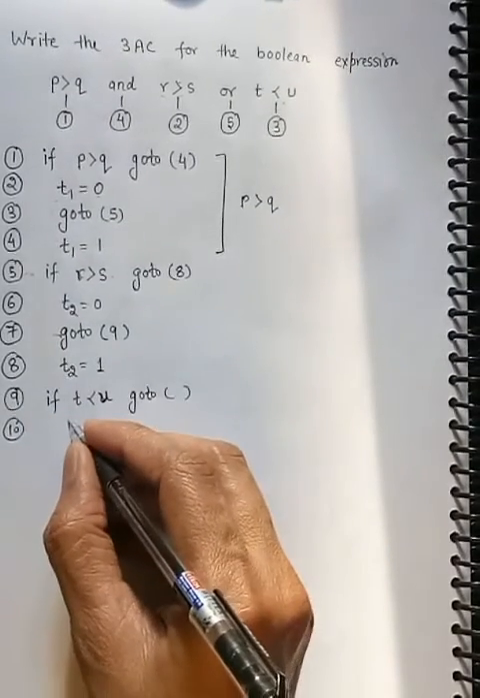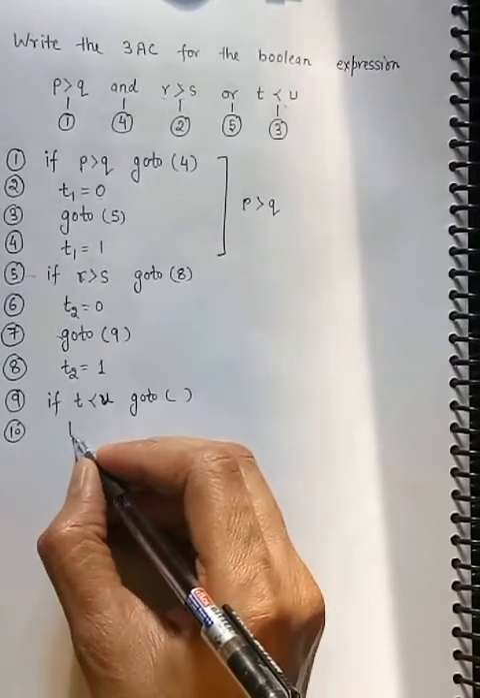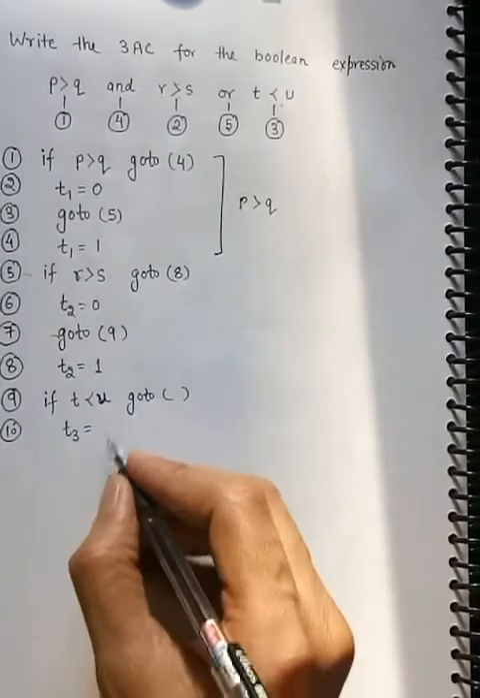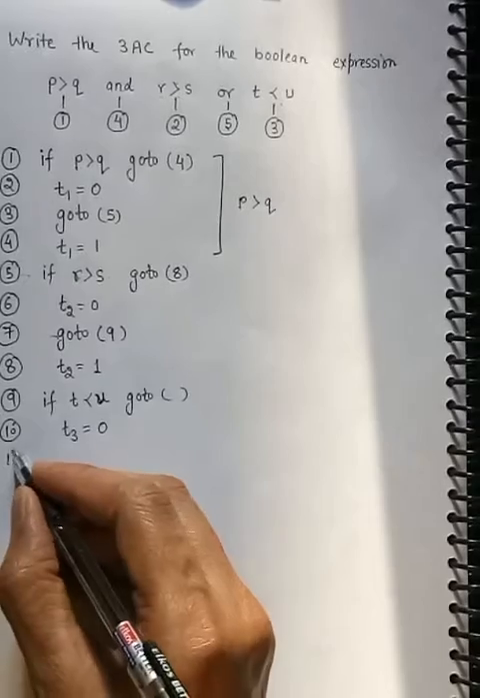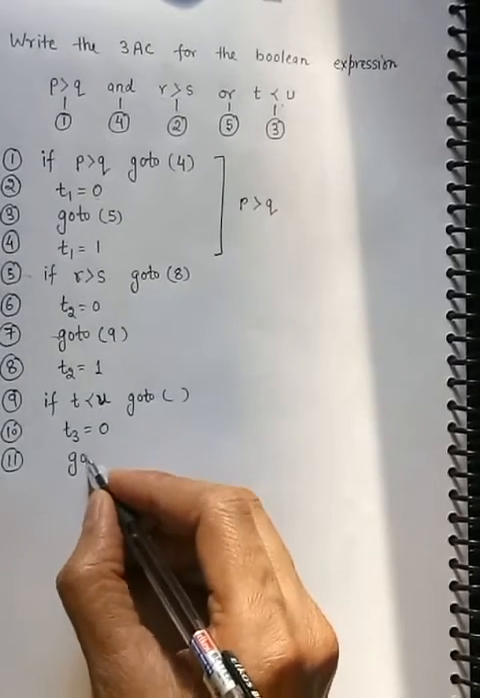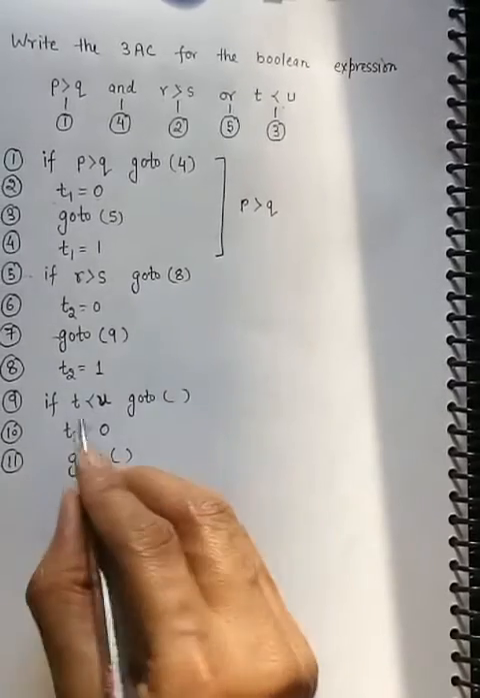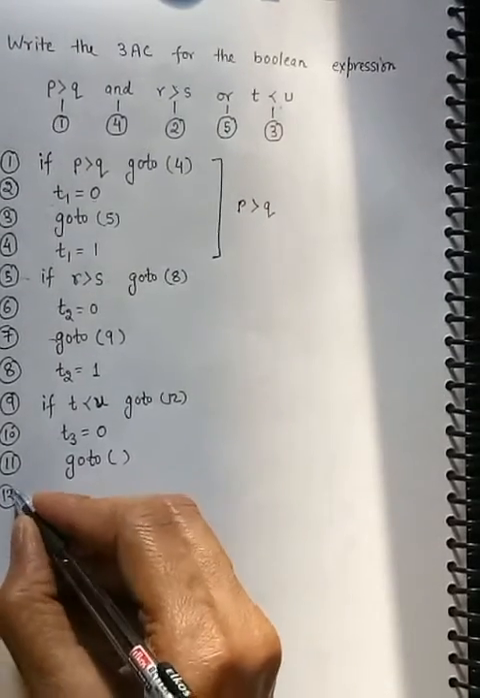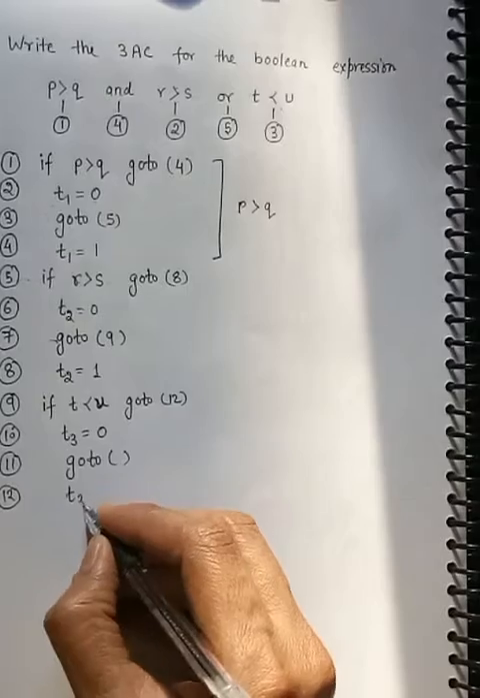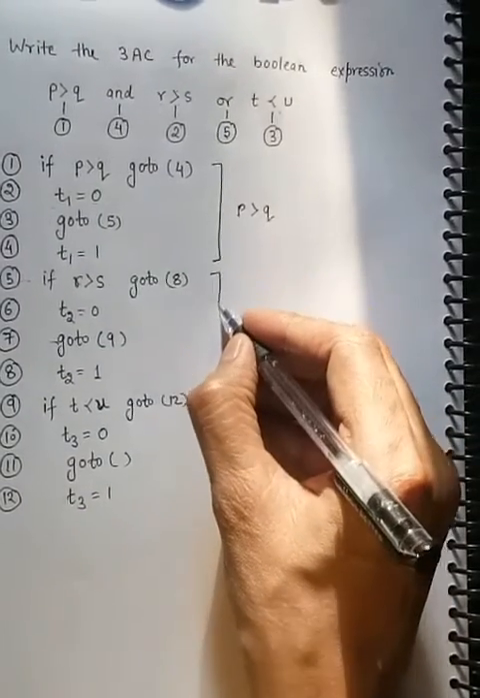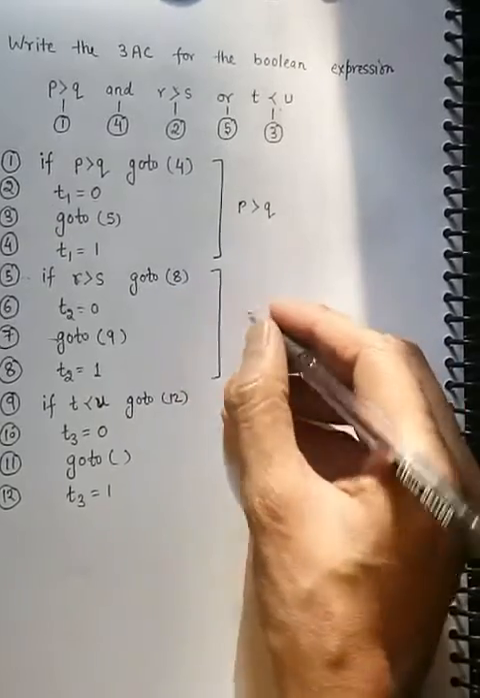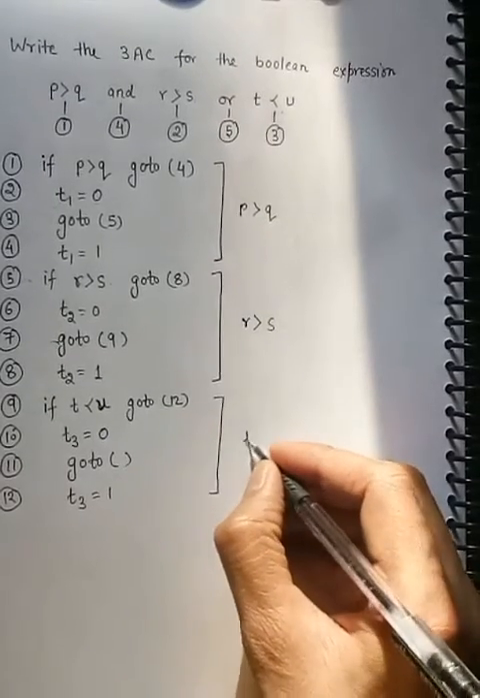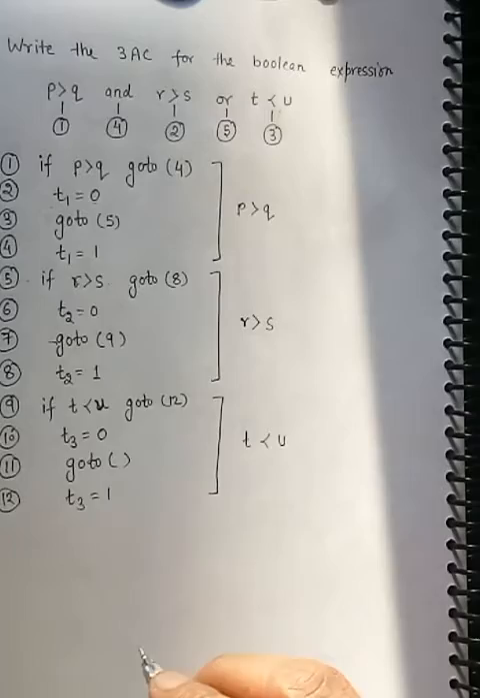And after that, suppose the condition is false, so again we will assign a compiler generated temporary variable t3 with a value 0, and control moves to the next step. Okay, and suppose the condition is true, so we will assign another level 12, where we are going to store the value of t3 as 1. So this is the evaluation process for r greater than s, and this is the evaluation process for t less than u. You can easily understand what I am saying.